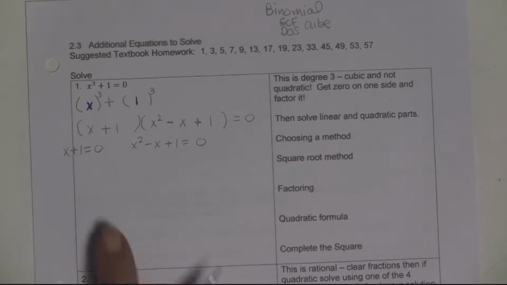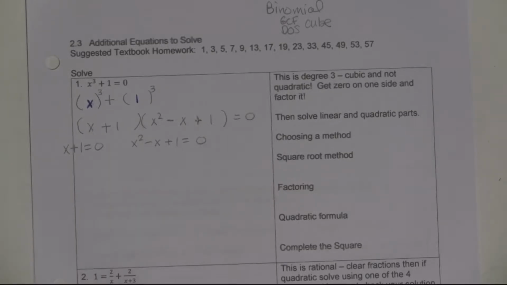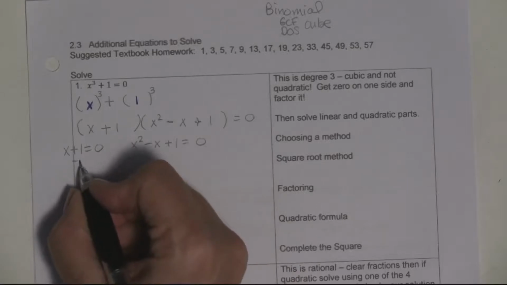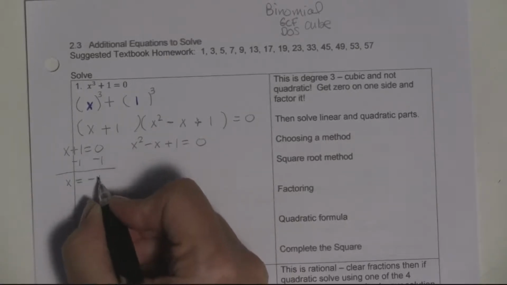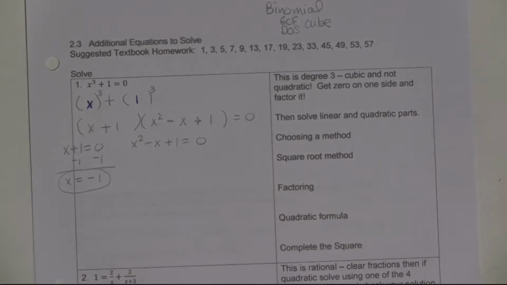So this one I clearly can solve because it's linear. And how you solve a linear equation is you use the distributive property, you combine like terms, you get the variable on one side and the numbers on the other, and then you divide to isolate the variable. In this case, the only thing I have to do is take away 1. And I have x equals negative 1. There's one of my answers, and I'm expecting 3 because it was degree 3.